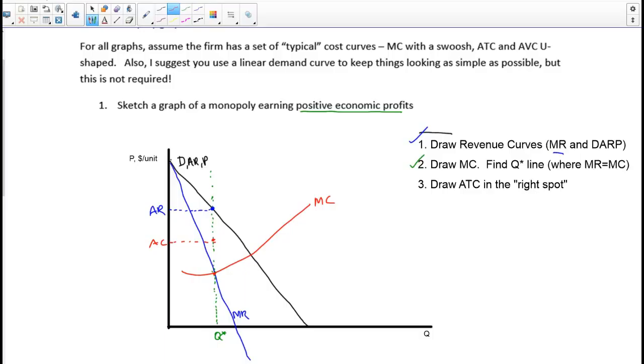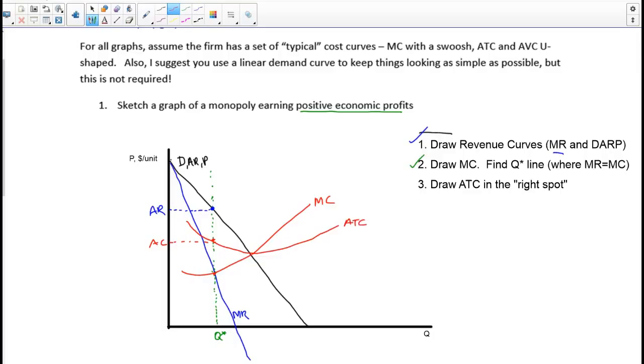And remember, I need to make this a U shape, and it has to hit marginal cost at a minimum. I have some freedom to do what I want here, but I need to have it swoop down, and then when it hits marginal cost, I have to make sure that it's at its minimum, because remember, marginal cost always hits average total cost at its minimum.